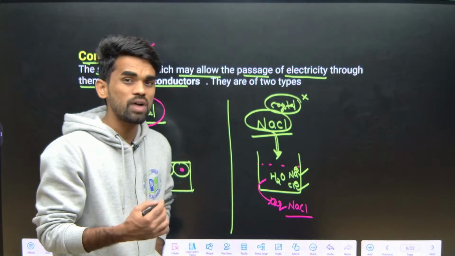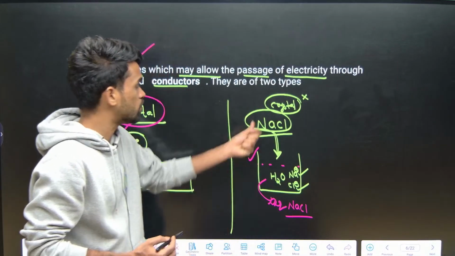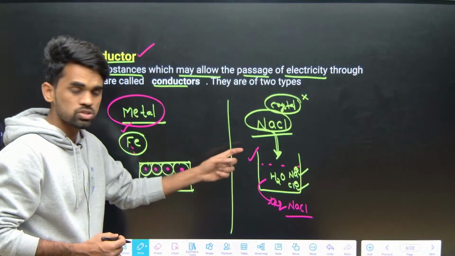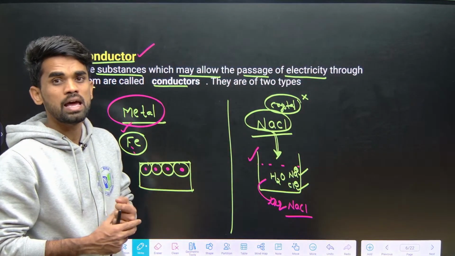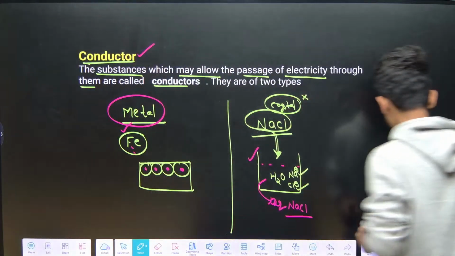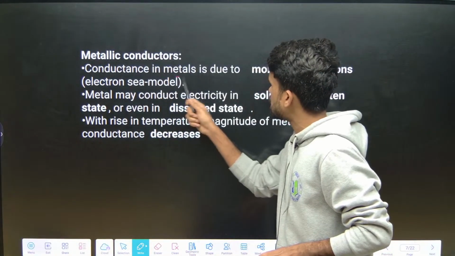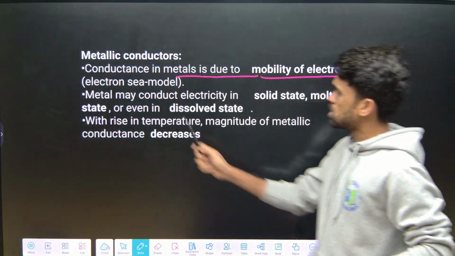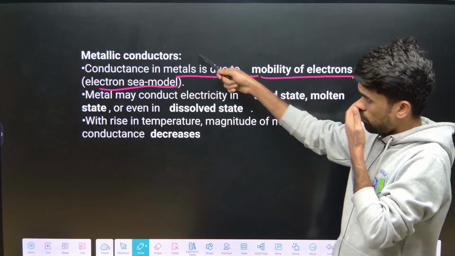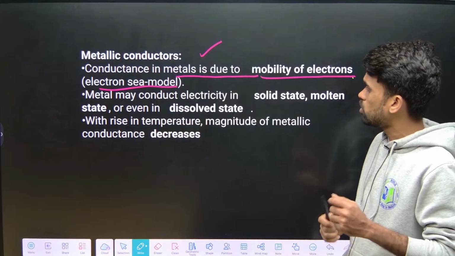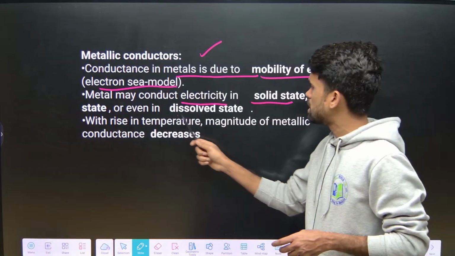So due to the movement of ions, electricity is passed, or conductivity or conductance is shown by electrolytic solutions, okay. Whereas in metallic conductors, it is due to the presence of mobile electrons. Just remember these two statements, okay. So conductance in metals is due to mobility of electrons. So the electron sea model will be there now. That is what will be seen in metallic conductance. And now you know metals may conduct electricity in solid, molten or even dissolved states, okay.